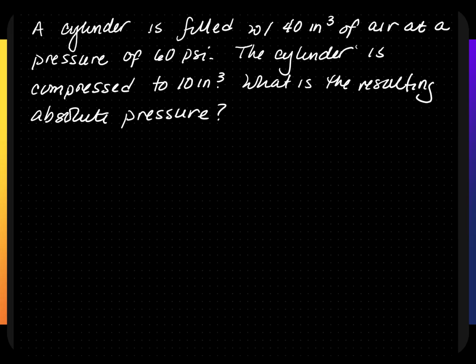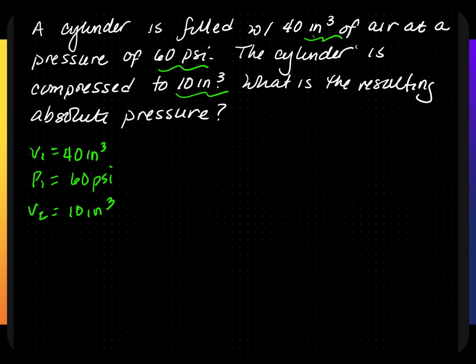So a cylinder is filled with 40 inch cubed of air at a pressure of 60 psi. The cylinder is compressed to 10 inch cubed. What is the resulting absolute pressure? We have a volume, so my V1 is going to equal 40 inch cubed. If you get stuck, look at the units. The units will help you. 60 is in psi, so we know this is pressure 1, 60 psi. The cylinder is compressed to 10 inch cubed. That's a second volume. What is the resulting absolute pressure? That is P2. We're going to look for that.